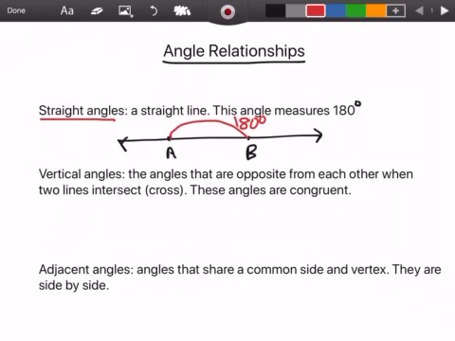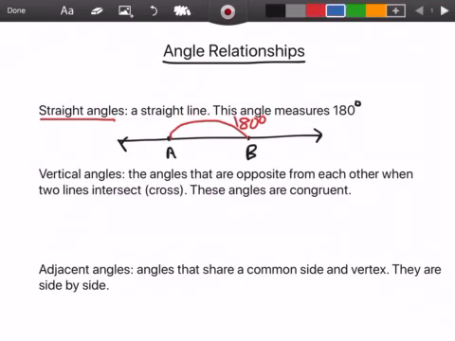All right, this is important because we use this fact very often whenever we're finding missing angle measures. If we can find a straight line, we know that even if an angle is formed off of this straight line, then we can add those two angles up to equal 180 degrees.